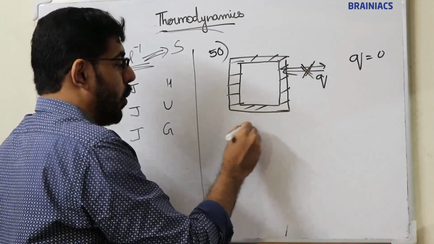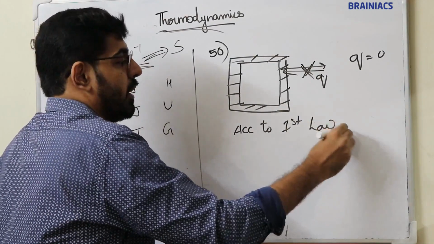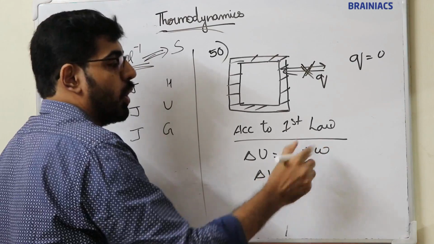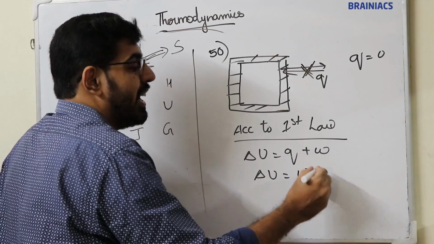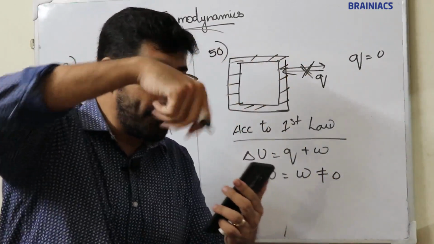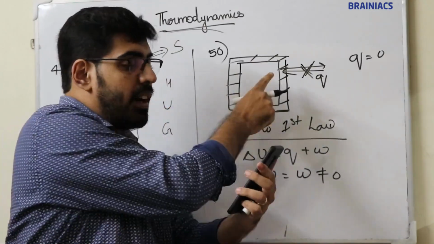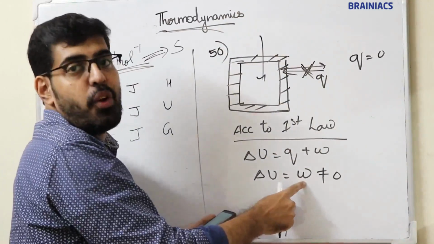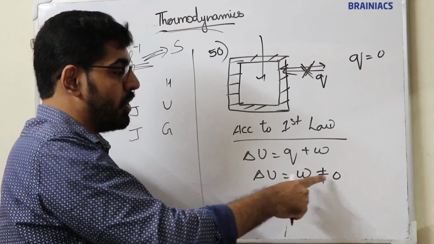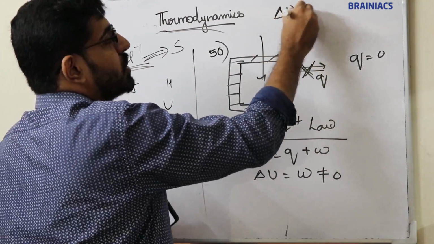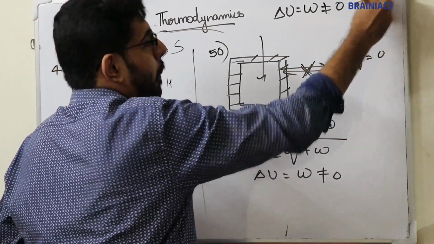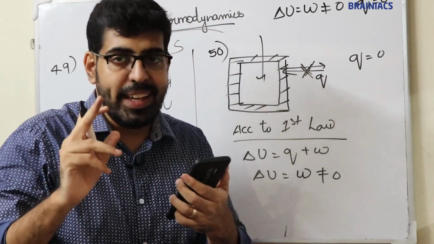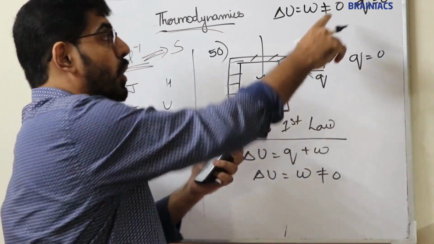Now, according to the first law of thermodynamics, delta U is equal to Q plus W. So delta U is equal to W, since Q is equal to 0. Now here W is not equal to 0 because we are stirring with a paddle. That means we are supplying work energy. So delta U is equal to W, not equal to 0, and Q is equal to 0. Answer is option 1. Delta E and delta U both are the same.